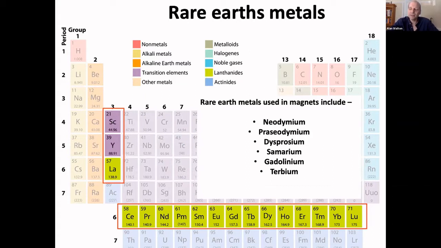Now, the biggest market for those materials in terms of value is where they're used in rare earth magnets. And of these metals, the ones that are used in rare earth magnets are neodymium, praseodymium, dysprosium, samarium, gadolinium, and terbium. And nearly all of them are used in neodymium iron boron magnets.